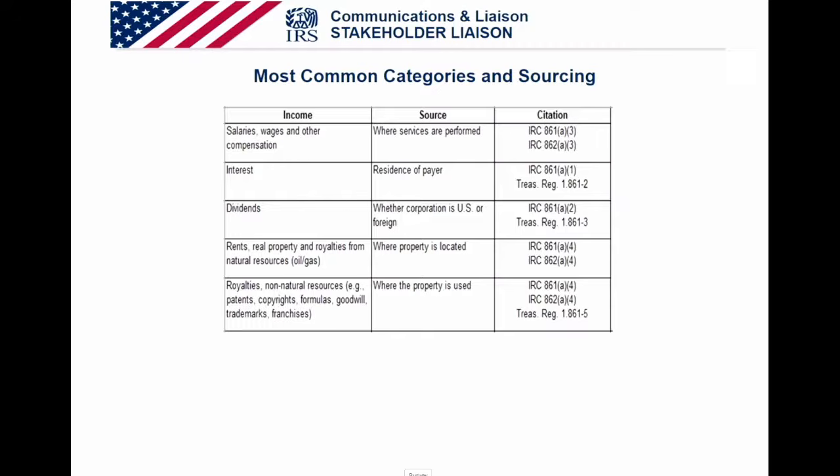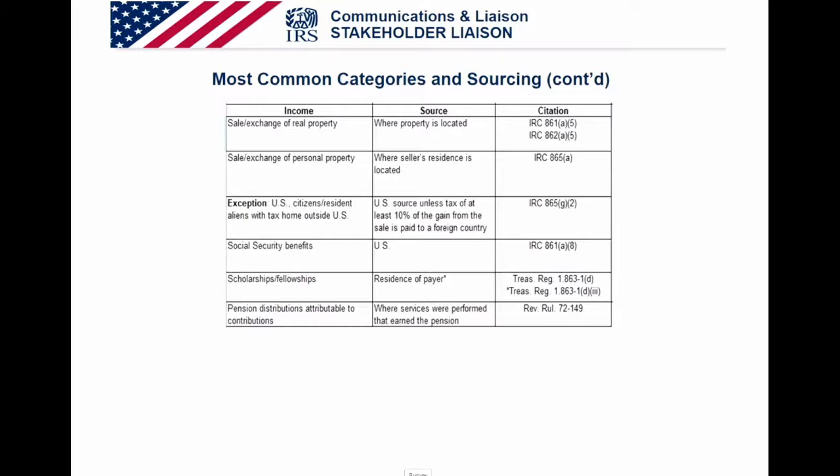It's the residence of the payer that generally determines the source of interest income. IRC 861(a)(2) provides that dividends from domestic corps are U.S. source income, and dividends from foreign corporations are foreign source. There are always some exceptions, so just make sure you do your research when you're working on these topics. Rent, real estate, and natural resource royalties are sourced where the property is located. Royalties on intangibles, such as patents, copyrights, etc., are sourced where the property is used.